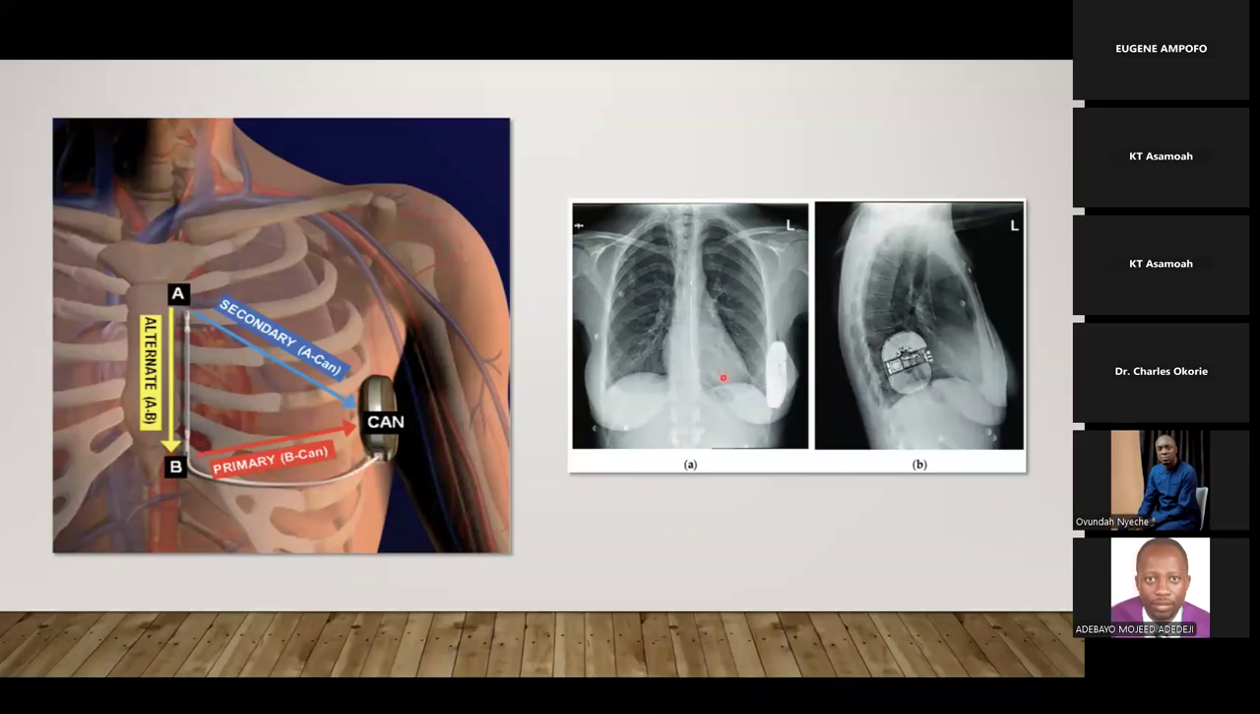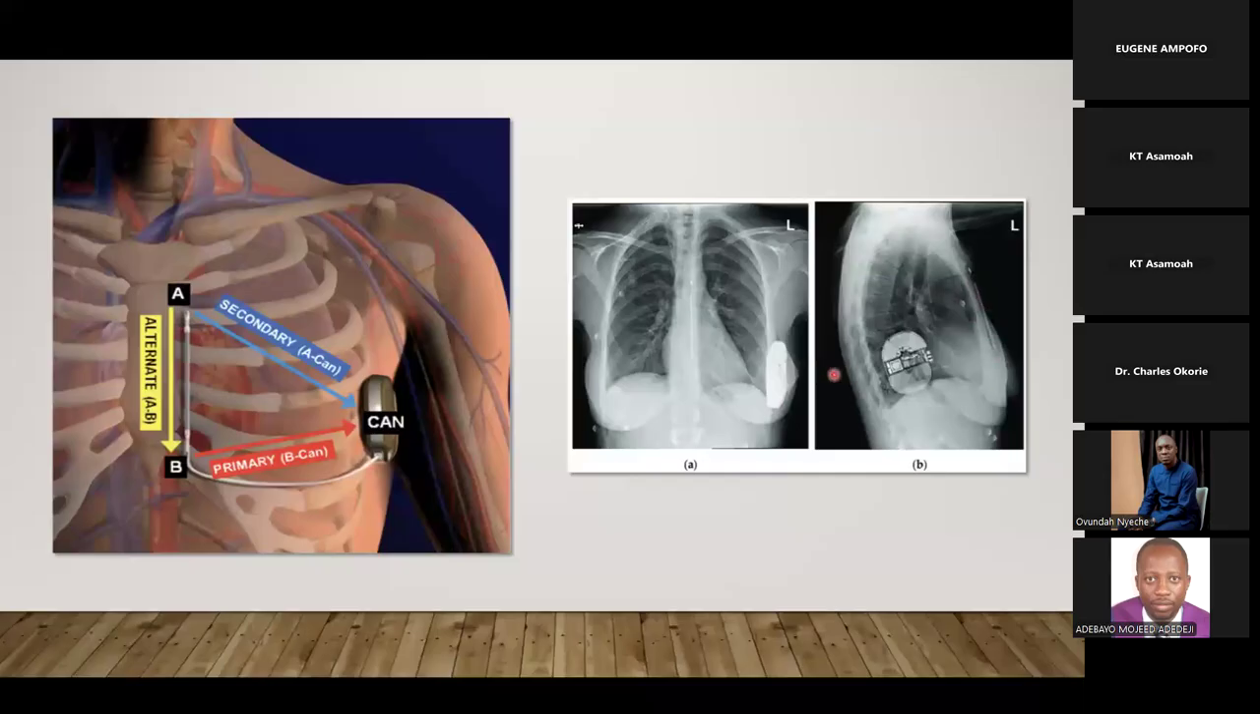So this is what it will look like on an X-ray, both AP and lateral. Here you can see the coil, the shocking coil. And then in the lateral view as well, you can see the shocking coil over there.